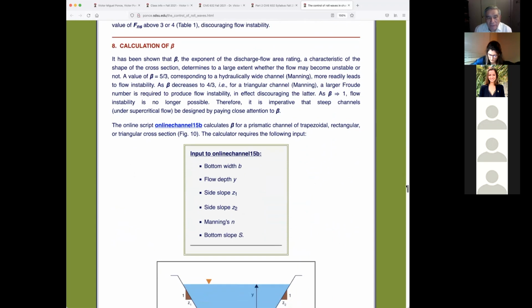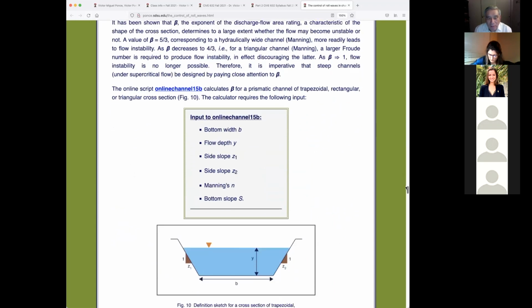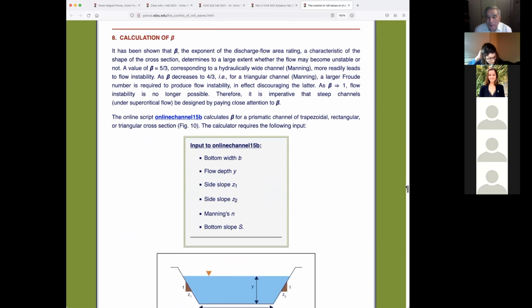Calculation of beta. Okay, so we calculate beta. We have an online script to calculate beta.